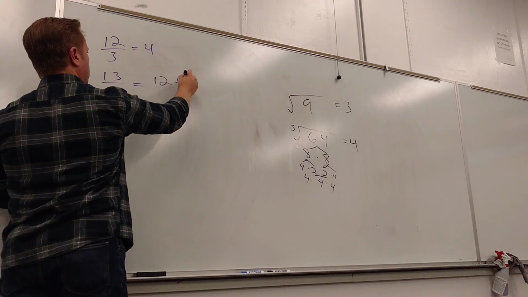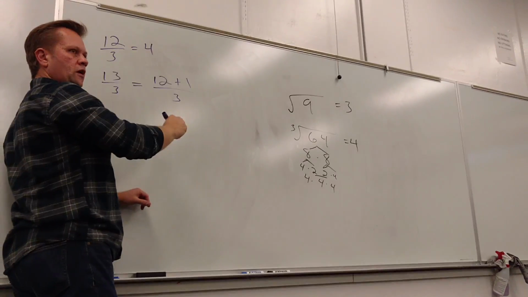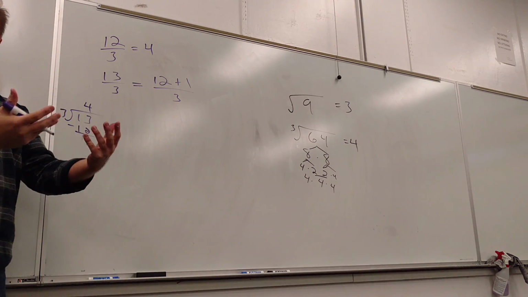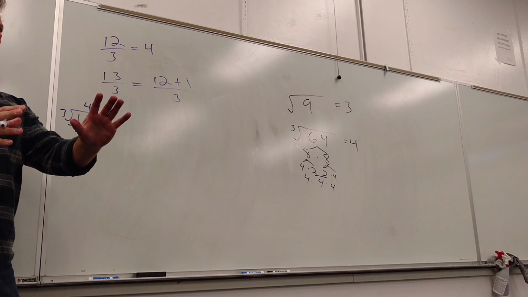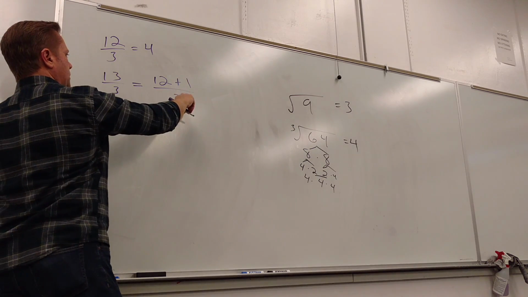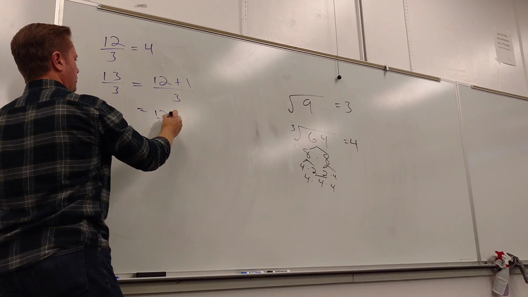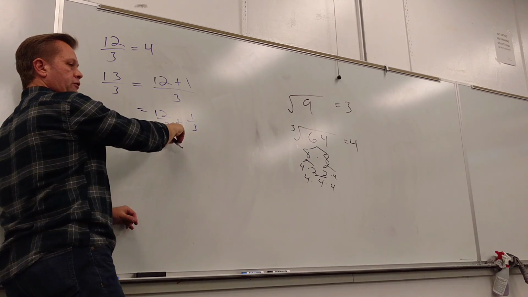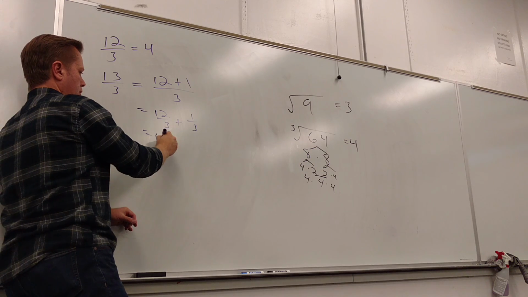13 is 12 plus 1, right? And I picked 12 because 3 goes into 12. It's the next number down that 3 actually goes into. How are we doing so far? And so what's being divided by 3? 12 is being divided by 3, and 1 is being divided by 3. And of course, 12 divided by 3 is 4, and 1/3.